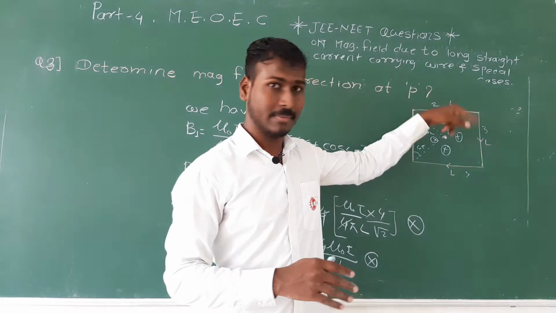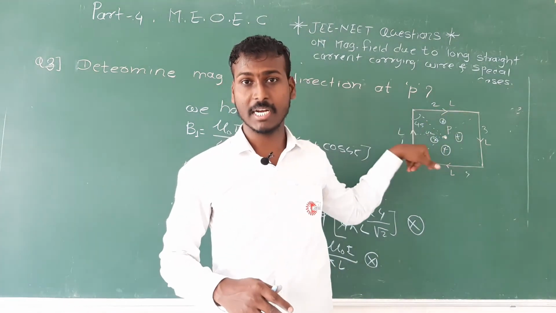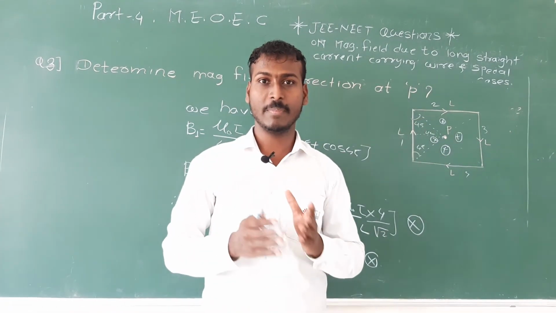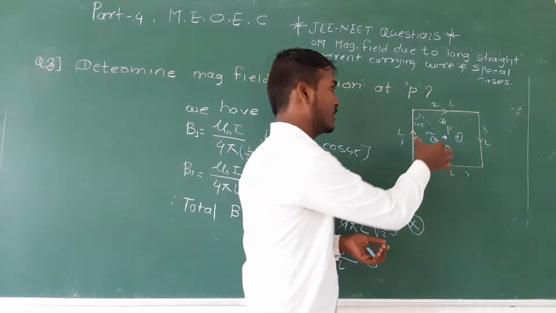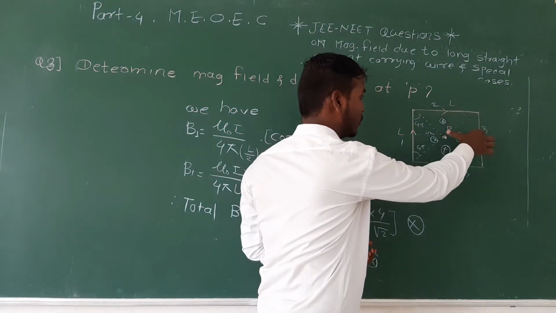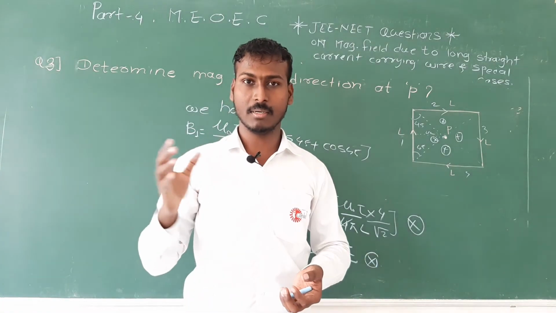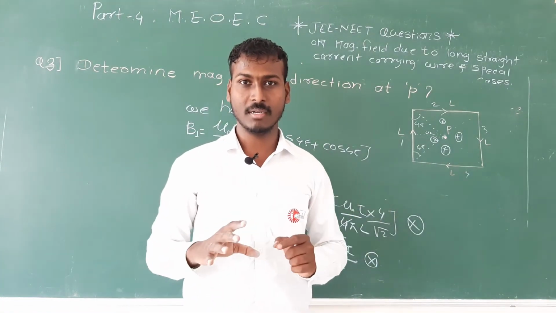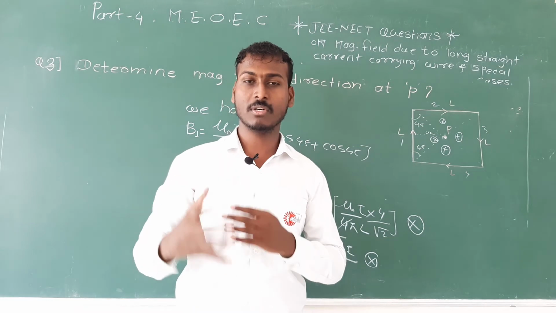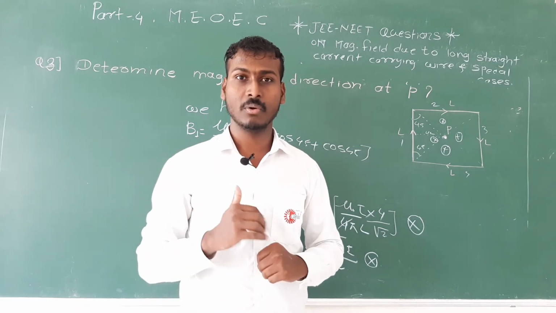So current will be same, it is a series circuit, and also the perpendicular distance will be also same. See here, L by 2, L by 2, L by 2, L by 2, that's it. So magnitude will be definitely same for each conductor at a point P. So we just have to focus on the direction, that's it. Okay, note it down.